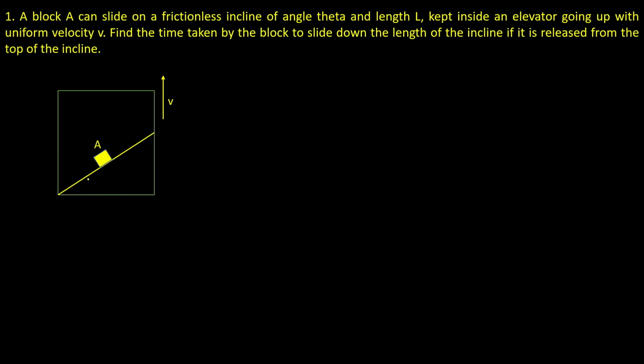Now if the same question is not about this V, suppose this is about A, like this lift is accelerating upward. Again, this is theta and this is L, this length. And if it is accelerating upward with an acceleration A, then this will become a non-inertial frame. Why?